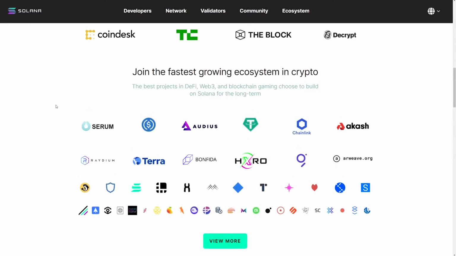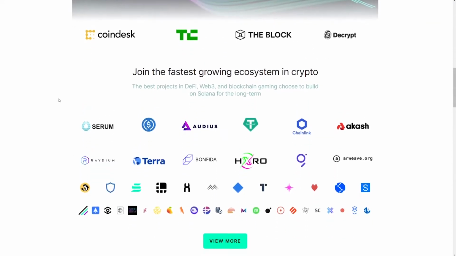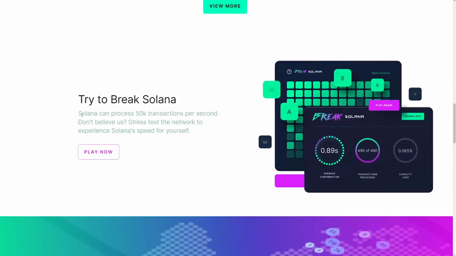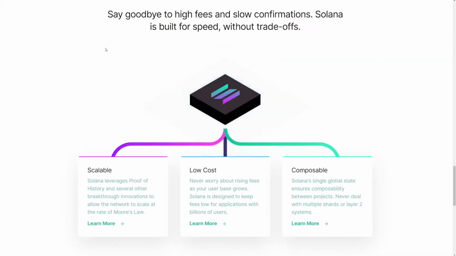Already, despite being just over a year old, we can see that they have a pretty large ecosystem consisting of the biggest names. For example, from what we've covered on this channel is Chainlink, the Graph, many more. And this Solana blockchain is so fast that it can process 50,000 transactions per second, which actually includes smart contracts as well. And they are advertising here the very good scalability and low cost of this blockchain without needing some layer 2 solutions or multiple shards solutions.